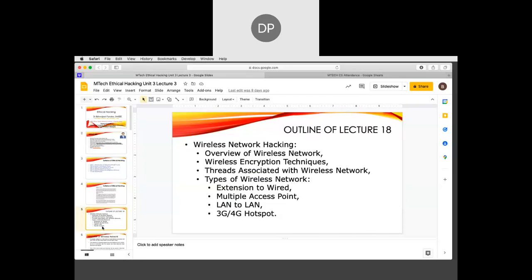So this is an outline of today's lectures, where we shall discuss overview of wireless network, wireless encryption techniques, threats associated with wireless network, and some types of wireless networks, which are extension to wired, multiple access point, LAN to LAN, 3G or 4G hotspots.